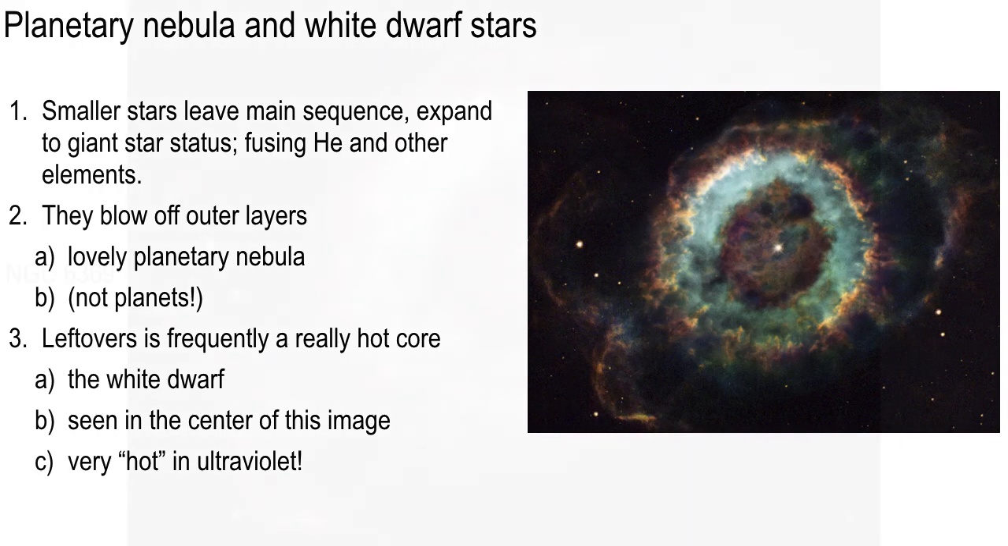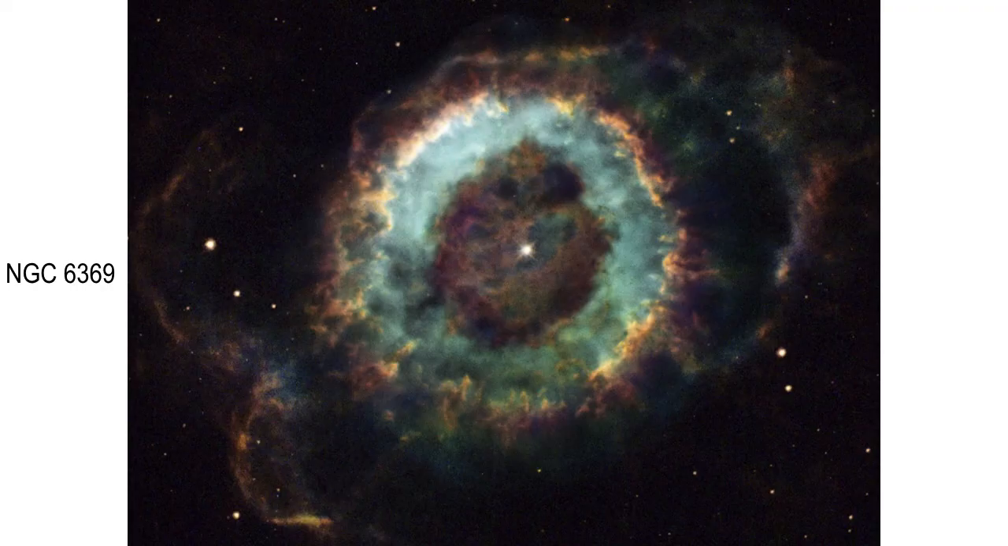Here's a close-up. This is NGC 6369. Go ahead and make a note of that. You can look at it later. And just type in the words planetary nebula inside Google, and then click images, and you'll see lots of images. There's the white dwarf at the center. And right here is an expanding layer that we've studied fairly closely.